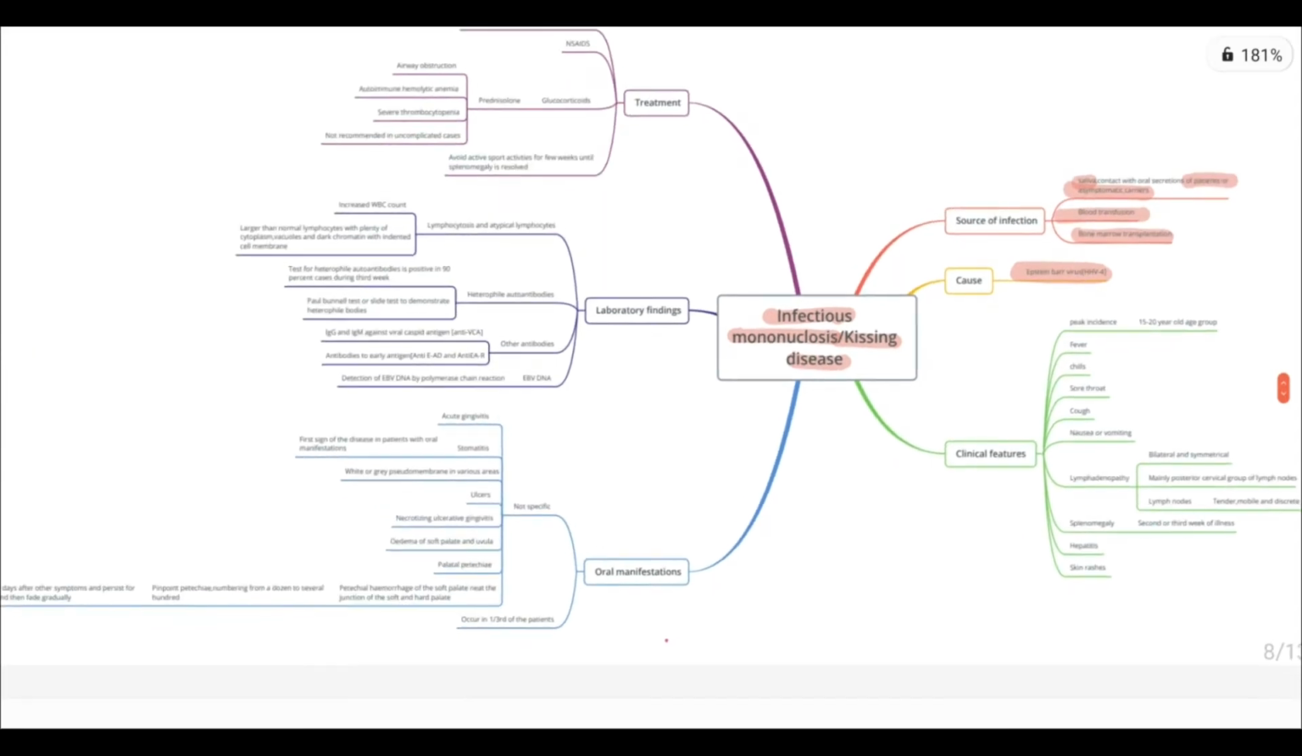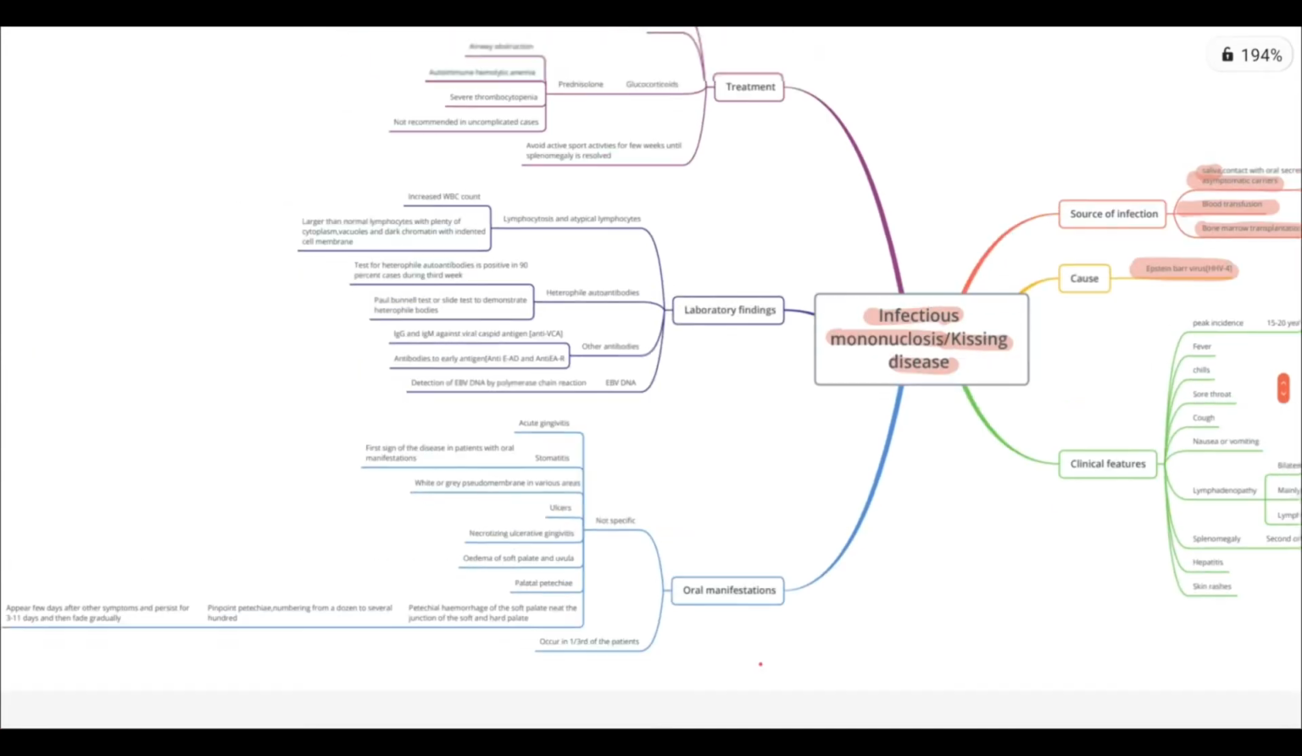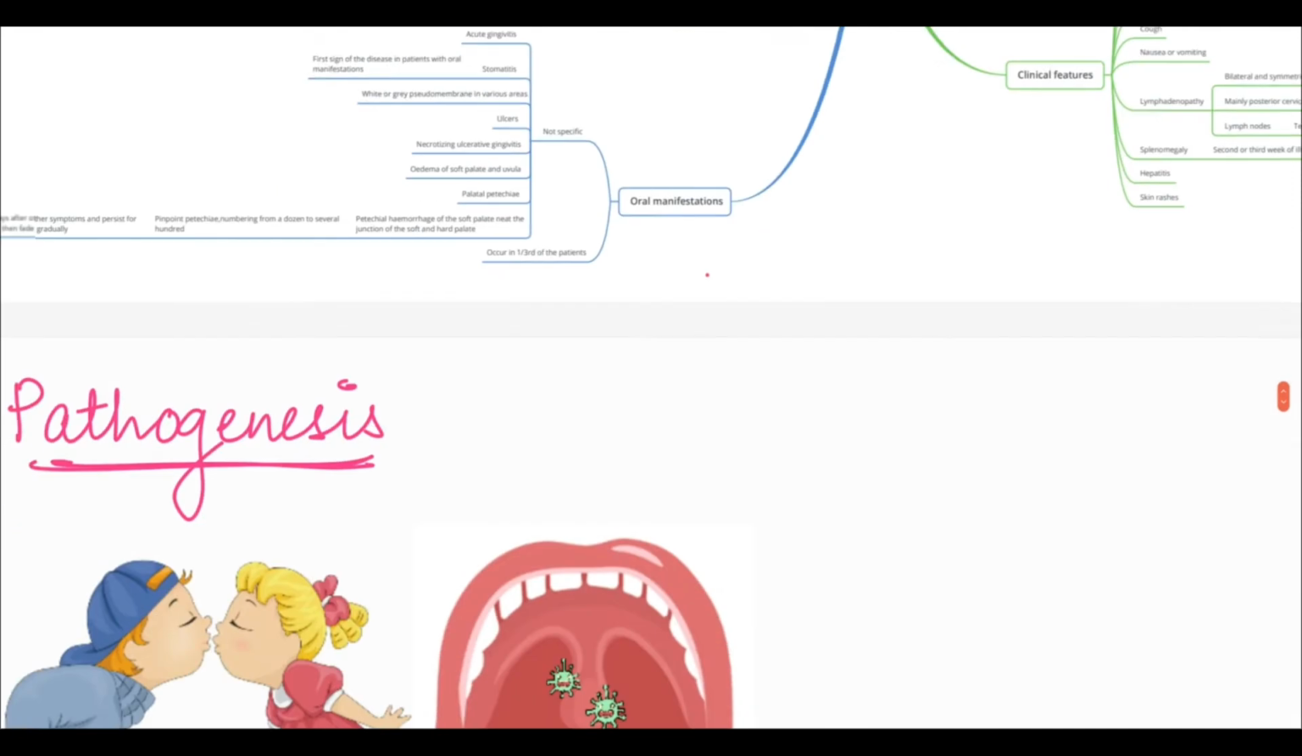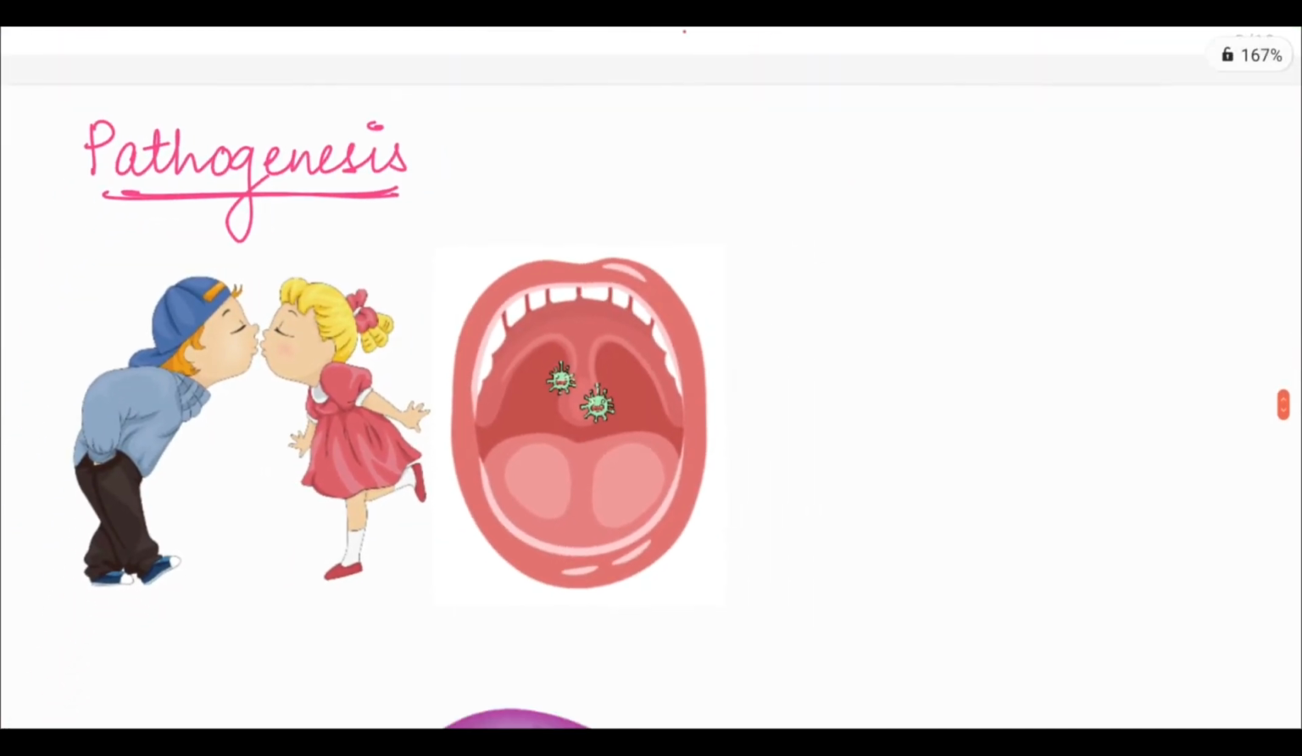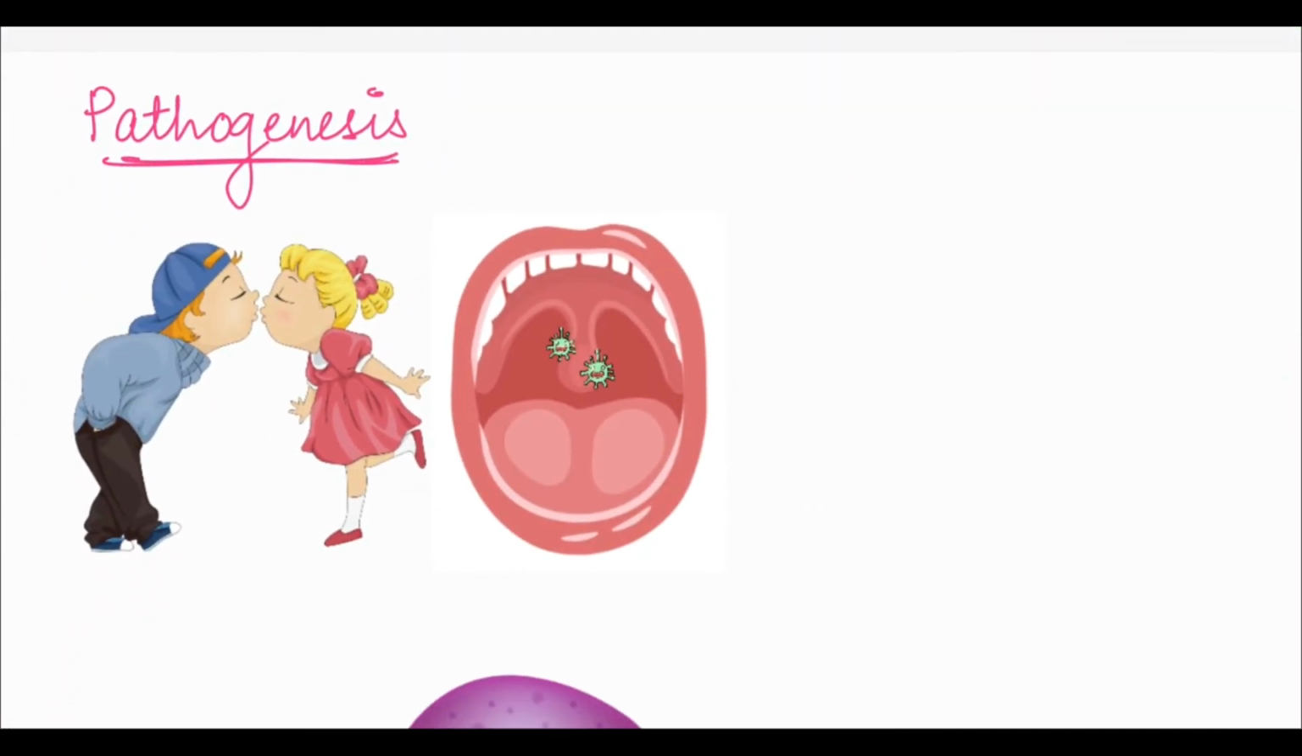So before understanding the clinical features, oral manifestations, laboratory findings or treatment, it's important to understand the pathogenesis of this disease. So now coming to the pathogenesis. When the saliva gets transmitted from one person's mouth to the other person's mouth via kissing or intimate contact, the Epstein-Barr virus reaches the oral cavity. Now inside the oral cavity, the Epstein-Barr virus, which is EBV, loves the epithelium and the B cells.